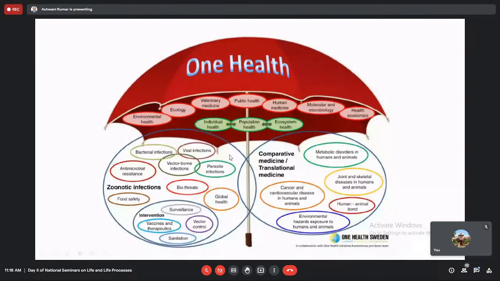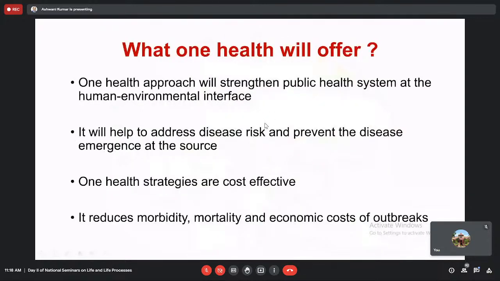So what will One Health offer? The One Health approach will strengthen public health systems at the human-environmental interface. It will help to address disease risk and prevent disease emergence at the source. One Health strategies are cost-effective, and reduce morbidity, mortality, and economic costs of outbreaks.